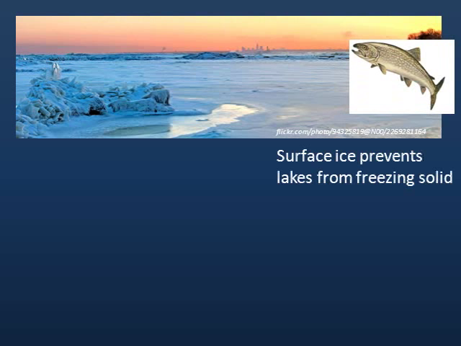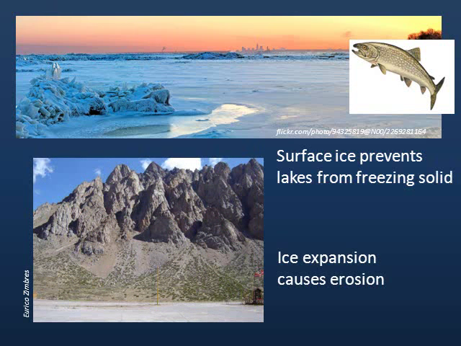Now, since ice floats because it's less dense than liquid water, that means that only the surface layers of aquatic ecosystems like lakes and ponds will freeze during winter, and therefore prevent solid freezing throughout the water column, and that enables the survival of many biota like fish and insects. Also, because of that expansion that happens upon freezing, ice can cause the erosion of the landscape, like you see here in this picture of mountains slowly crumbling over time.